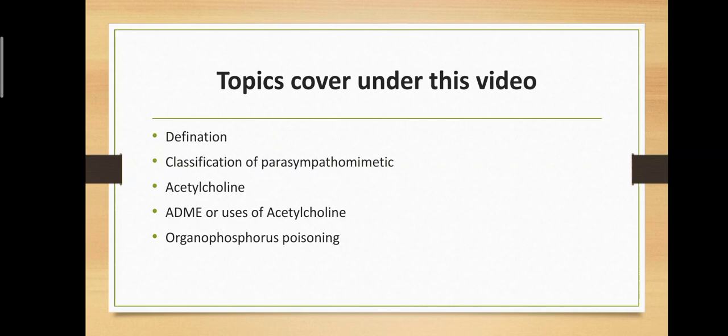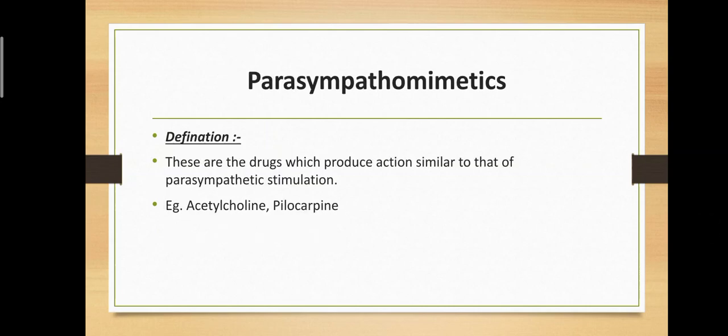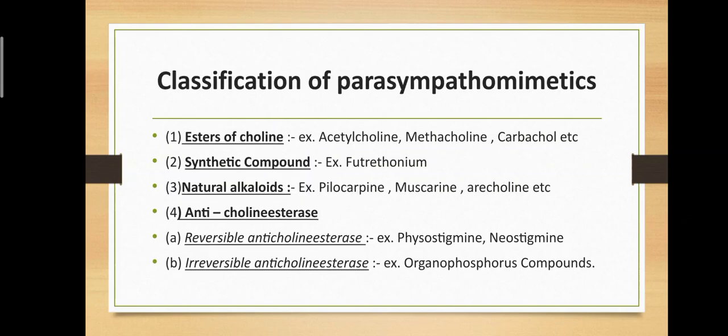Topics covered under this video: definition, classification, acetylcholine, ADME of acetylcholine, organophosphorus poisoning, parasympathomimetics, and the definition of parasympathomimetics. These are the drugs which produce action similar to that of parasympathetic stimulation. Examples: acetylcholine and pilocarpine. Classification: there are four main classes: esters of choline, synthetic compounds, natural alkaloids, and anticholinesterase.